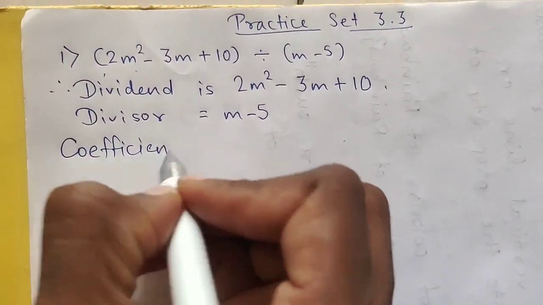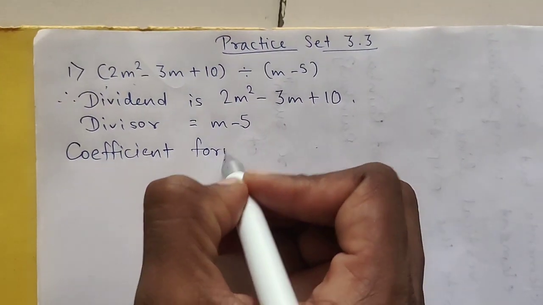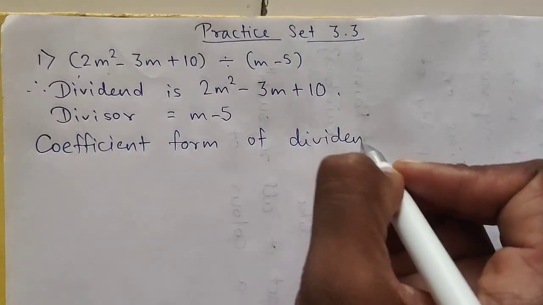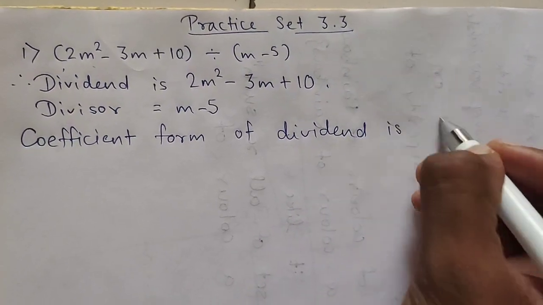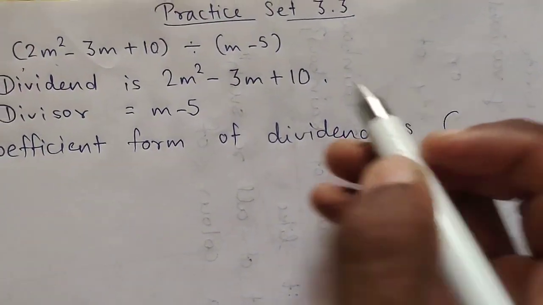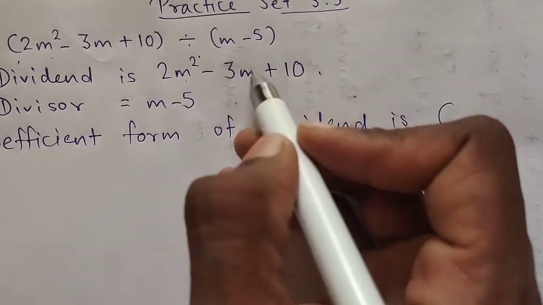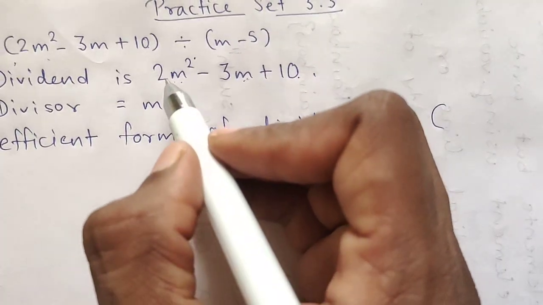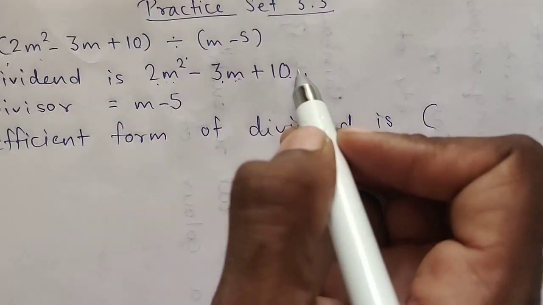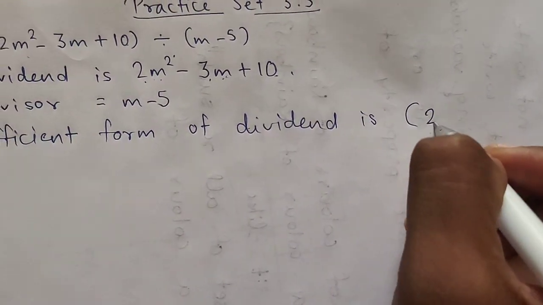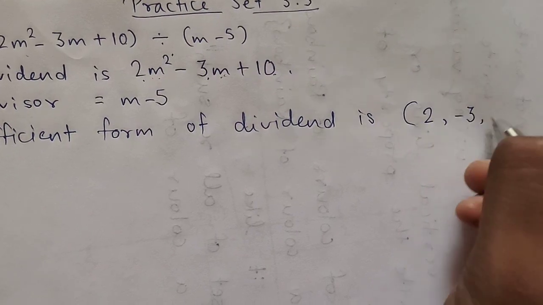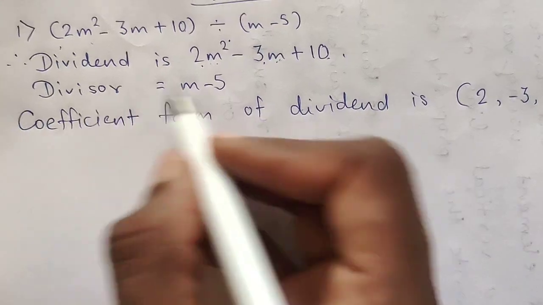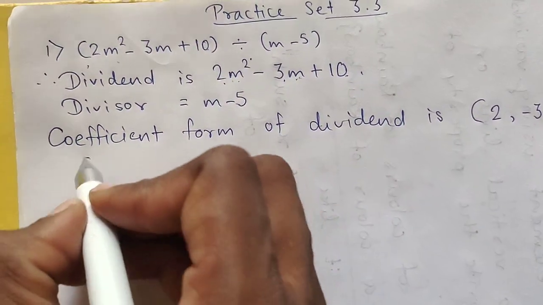Coefficient form of dividend is, now see how to write coefficient form. See, this is m square, this is m, and this is 10. So all the terms are there. And what is the coefficient? 2, minus 3 and 10. So here you are going to write 2, minus 3 and 10. Okay. Now what is your divisor? M minus 5. So opposite.